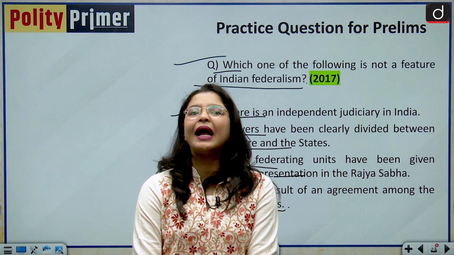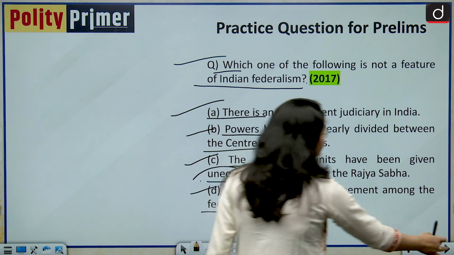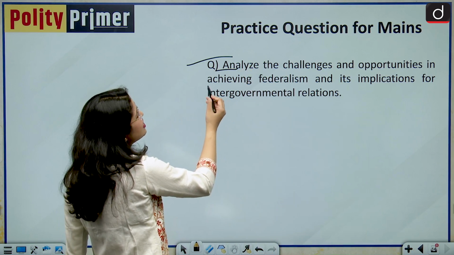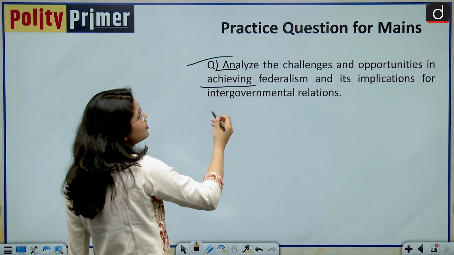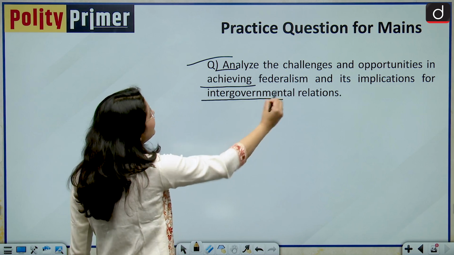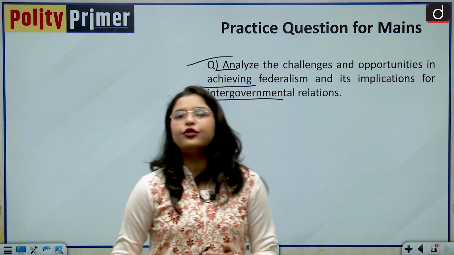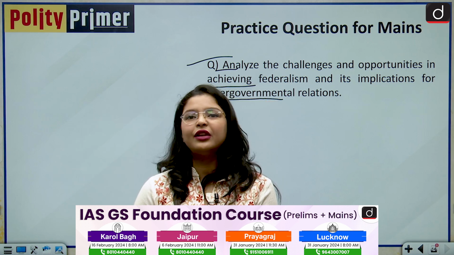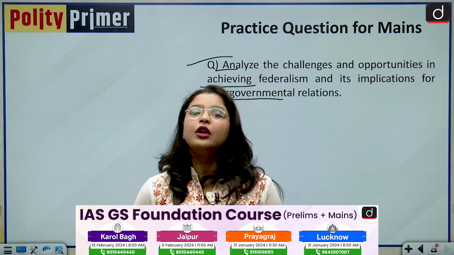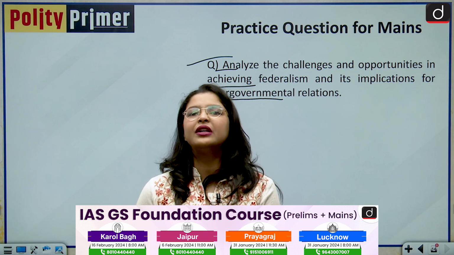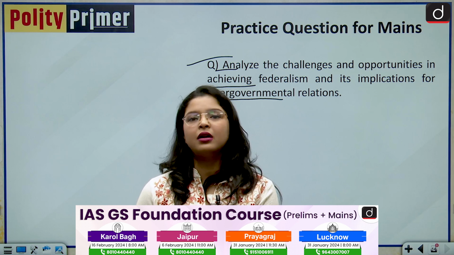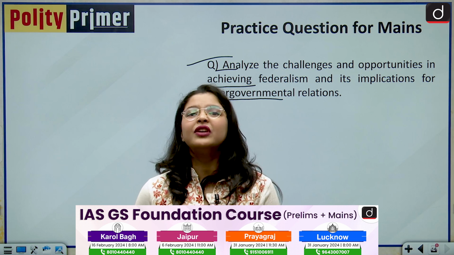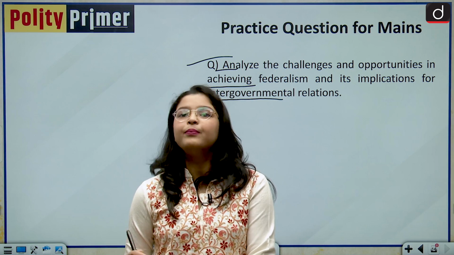Now let us analyze a practice question for your mains examination. The question is, analyze the challenges and opportunities in achieving federalism and its implication for intergovernmental relations. Firstly, you will write what is federalism. You will mention the two types, holding together federalism and coming together federalism. You will write that cooperative federalism has been mentioned in our Indian Constitution. India's Constitution follows a quasi-federal structure in which it has a tilt or bias towards the central government.